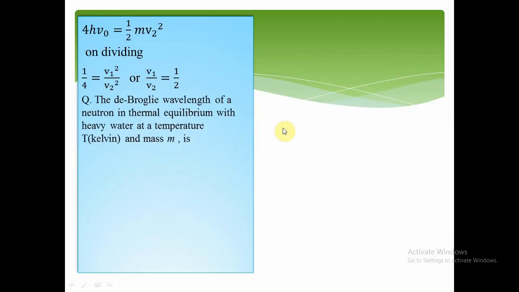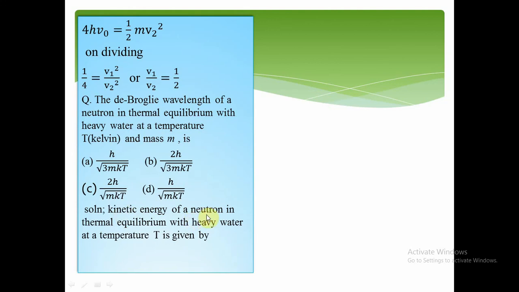The de Broglie wavelength of a neutron in thermal equilibrium with heavy water at a temperature T, which is in Kelvin, and mass m is. The options are, first option, h divided by square root of 3 m k T. Second option, 2h divided by square root of 3 m k T. Next option, 2h divided by square root of m k T. Next option, h divided by square root of m k T.